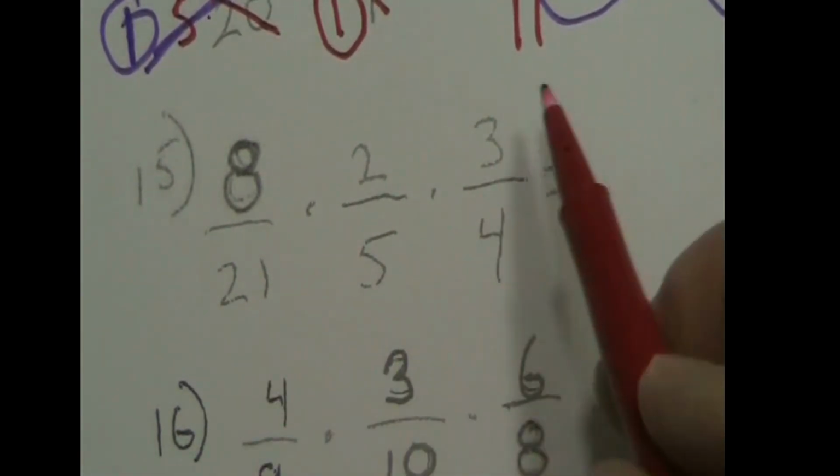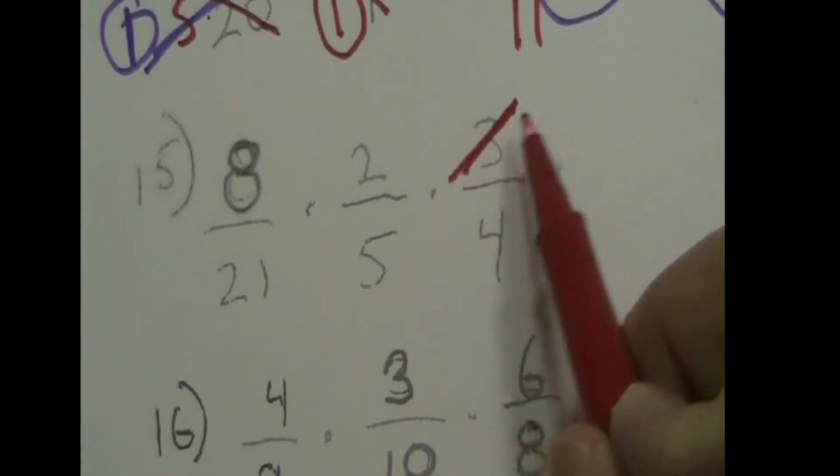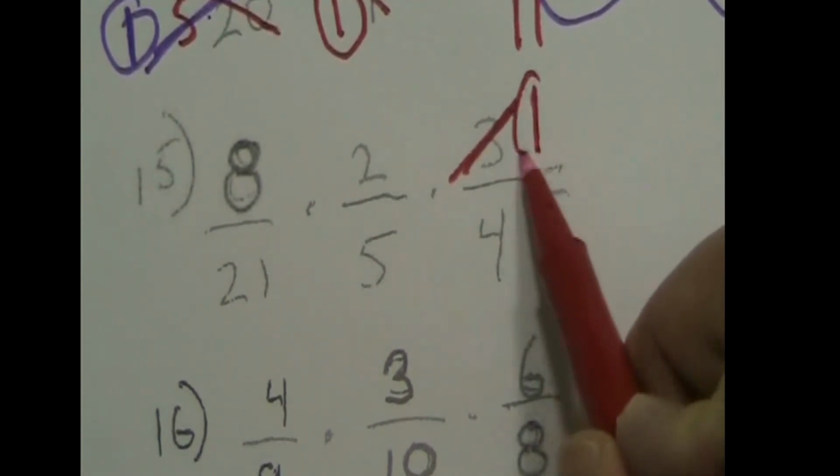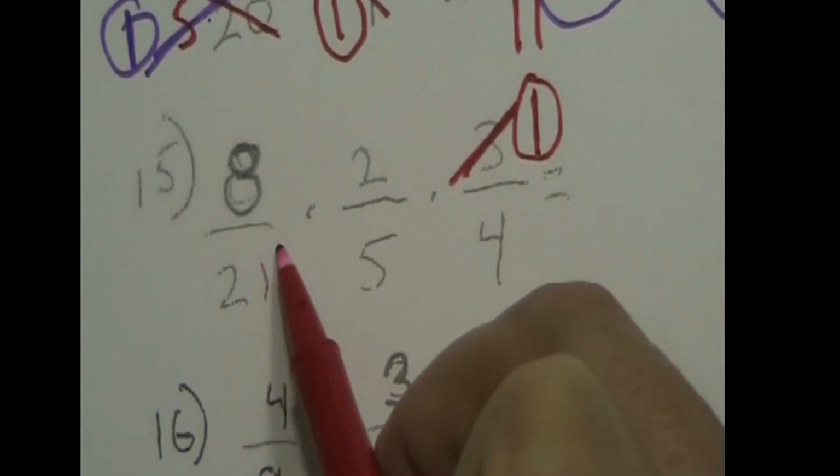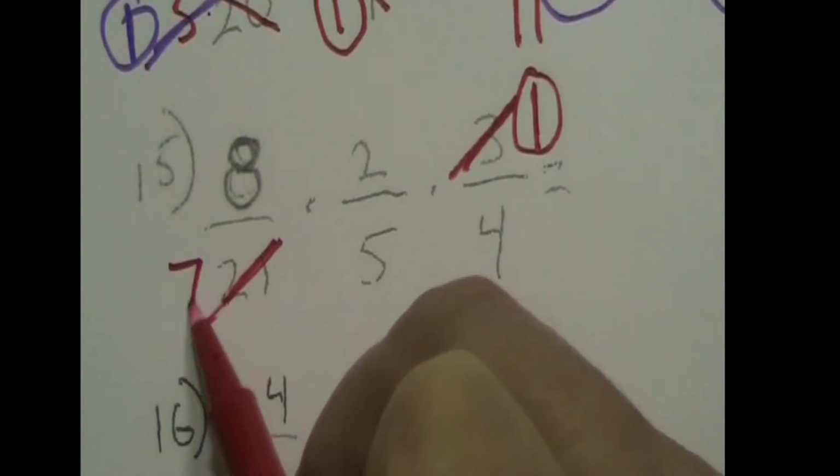3 and the 21. 3 goes in here once. I can't reduce that anymore. 3 goes into 21 7 times.